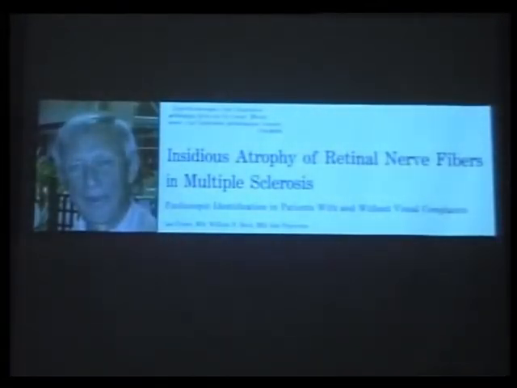Now, one of Dr. Hoyt's fellows was Lars Friesen from Sweden. When Dr. Hoyt did his original nerve fiber layer description with red-free photography, he did it by going to the glaucoma clinic. And he correlated the visual field defects in the glaucoma patients with what he saw on red-free photography. And Lars was a neuro-ophthalmology fellow. He really didn't care about glaucoma.